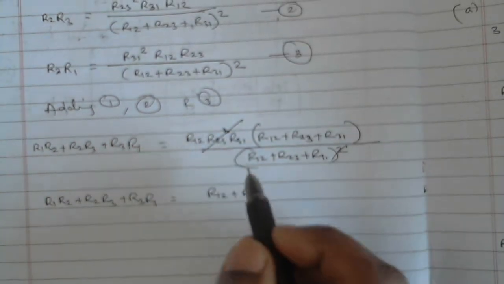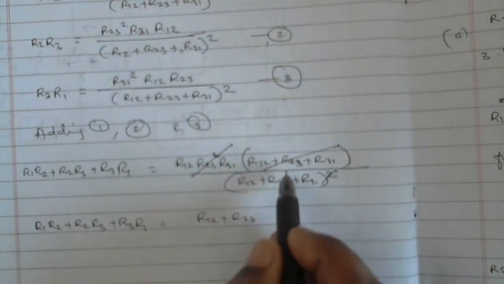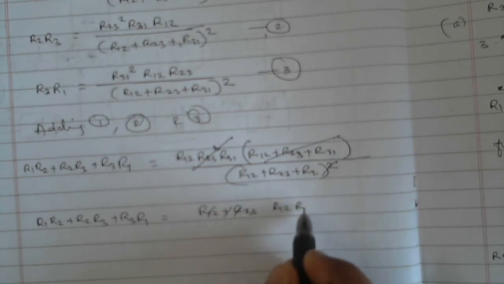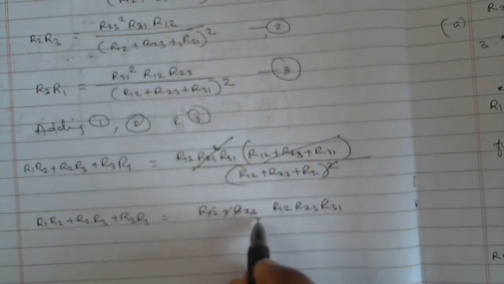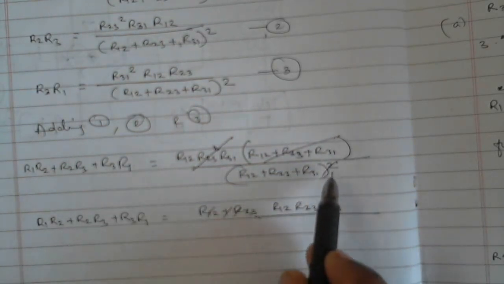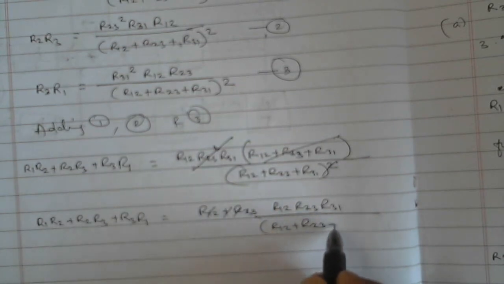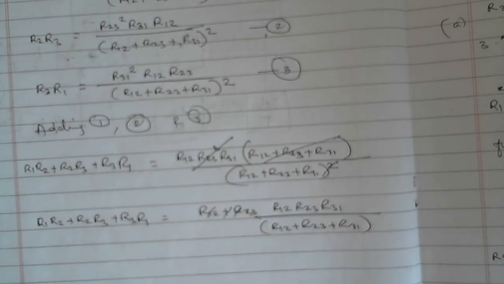I'm sorry, this is not right. This bracket is cancelled, right? No plus. So the multiplication will remain as it is. R12 R23 R31 divided by the square is gone. One term is there: R12 plus R23 plus R31.